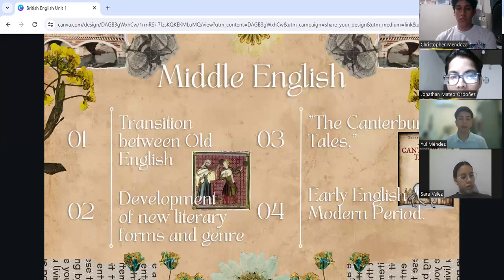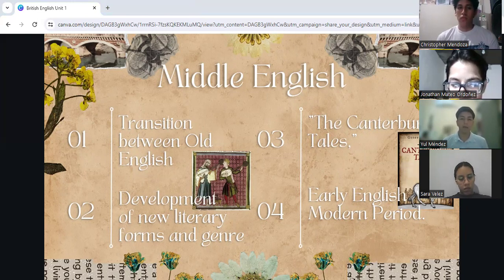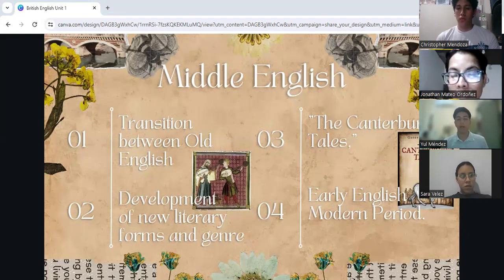I'm going to talk about British literature, which has a rich and diverse history that spans many centuries. One of the most important periods was Middle English, which marked a transition from Old English. This period saw significant change in language, culture, and society in England, and literature reflects this change.